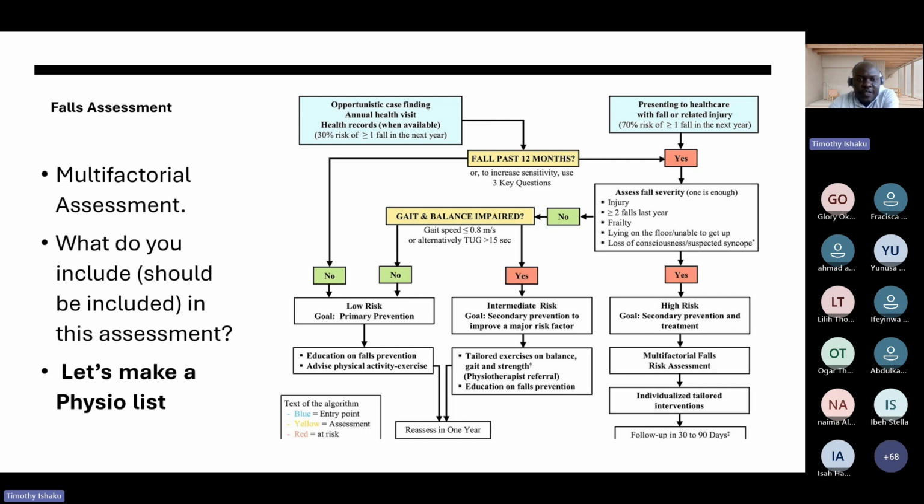So if it is an opportunistic finding, usually the question is the same question: history of falls, how many times have you fallen? Or sometimes they try to be sensitive. You can ask questions about frailty, for example, if the fall they've had, they had been lying down for a long period of time, just to determine where to go next. And if it is a no, then it goes straight to low risk.